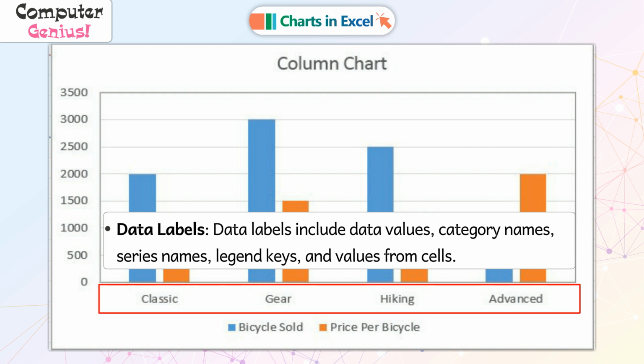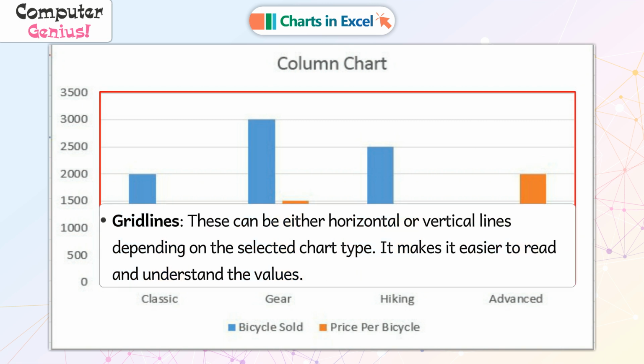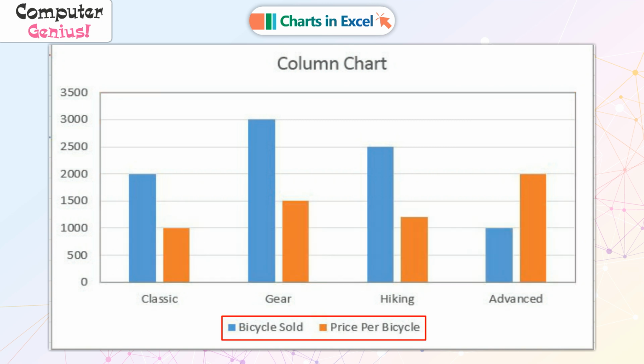Data labels. Data labels include data values, category names, series name, legend keys, and values from cells. Grid lines. These can be either horizontal or vertical lines depending on the selected chart type. It makes it easier to read and understand the values.